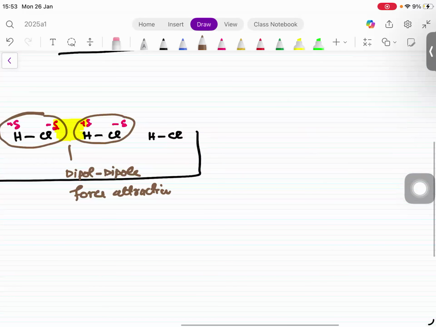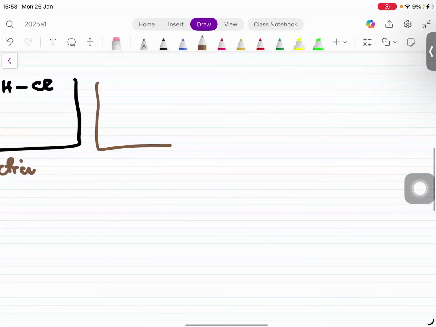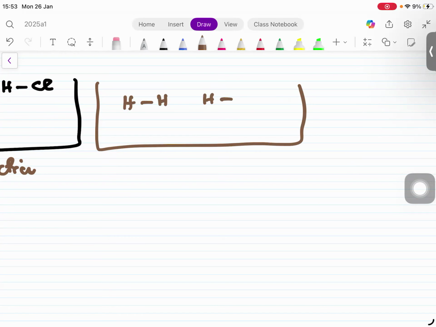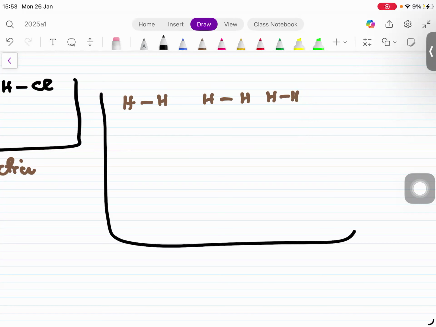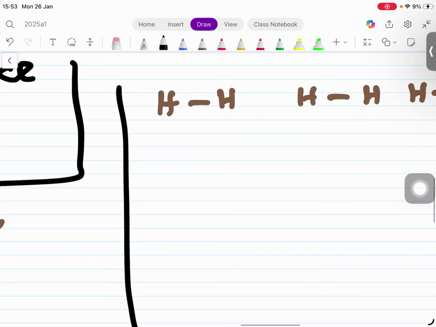Okay. On the other hand, if I write hydrogen here, now you know that the hydrogen molecule is not polar. There is no charge separation. There is no partial negative. There is no partial positive. So then how is one molecule of hydrogen going to attract the other molecule? And if it is going to attract, what type of force of attraction?